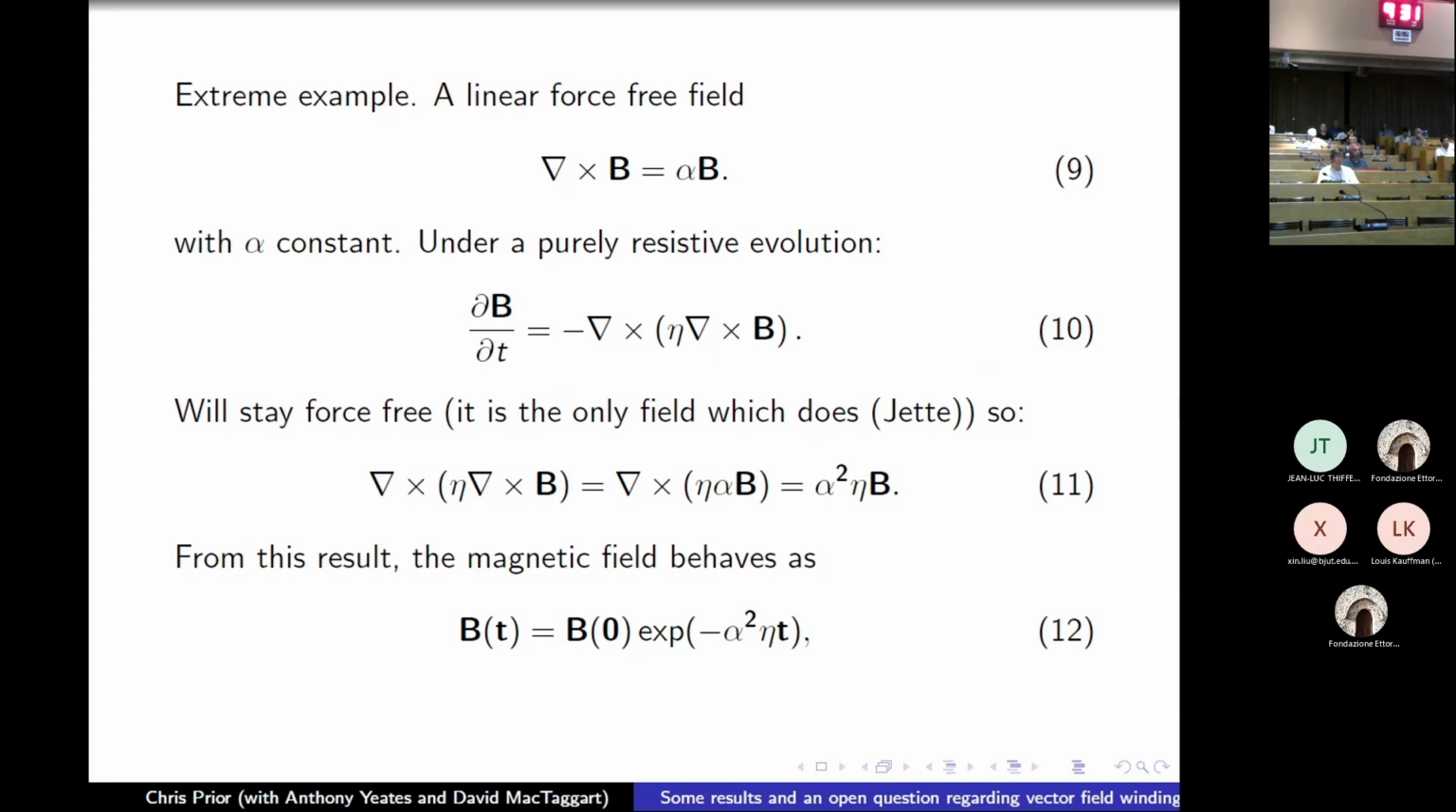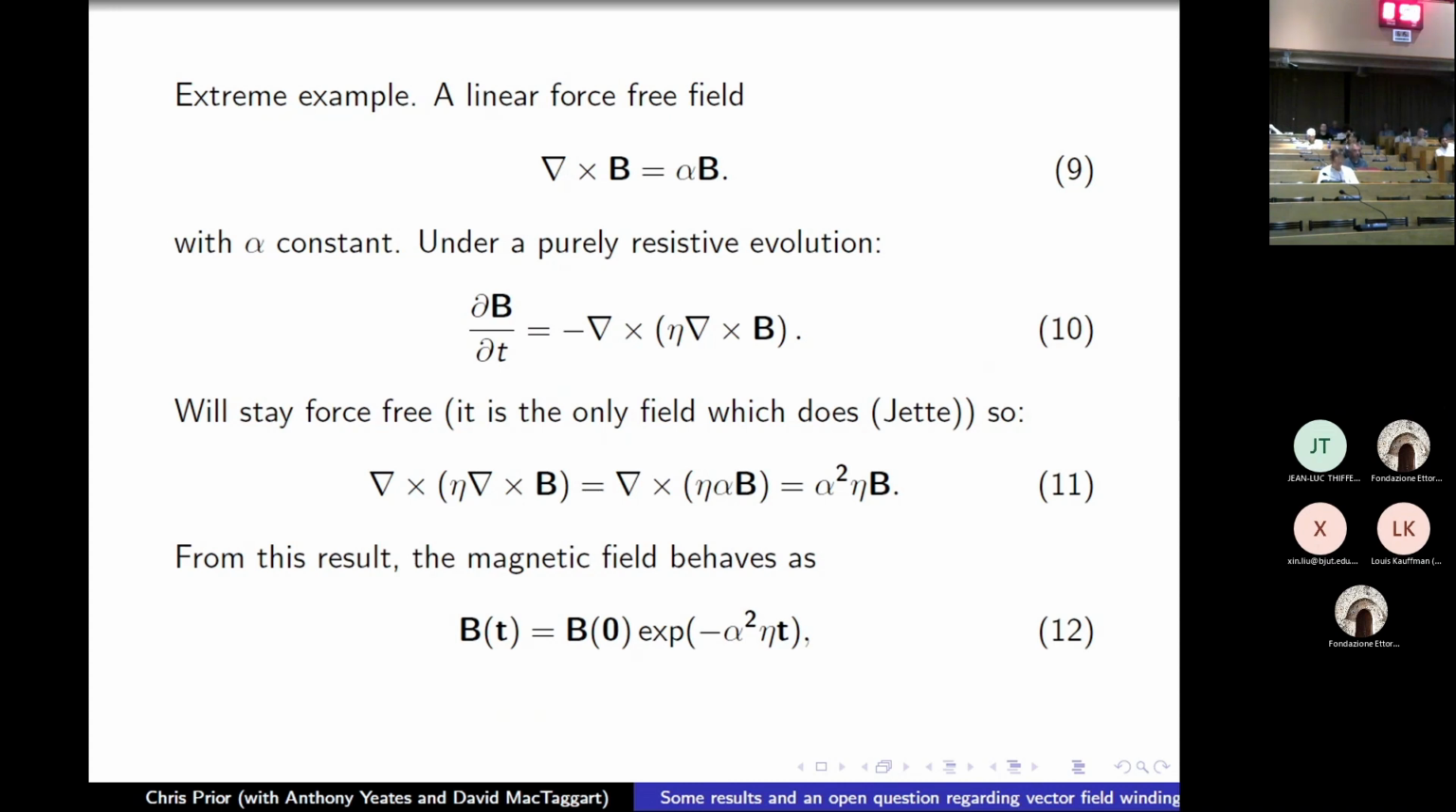Now, David found this lovely result by this guy called Jetta, I'm not quite sure. It's from back in the 60s, I think, or the 70s. And it basically says, under this evolution, this field will stay in that form for all time. Doesn't mean the field stays exactly the same, but it means it stays satisfying this linear force-free equation. So I can put this in the evolution equation, and I can actually consider it keeping this form for all time.